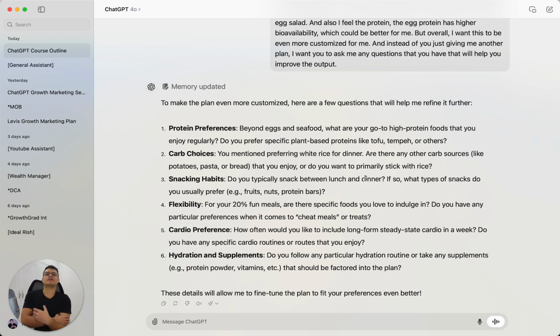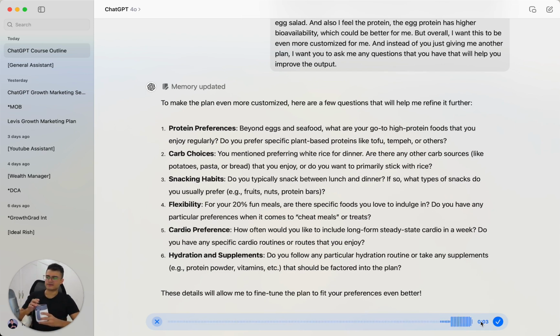And what we've done is a flipped interaction. So instead of me asking it things, now ChatGPT is asking me things. So it's a conversation. So it's getting more fun. Protein preferences, carb choices, snacking habits, flexibility, cardio preference, hydration. Let's start with the mornings.